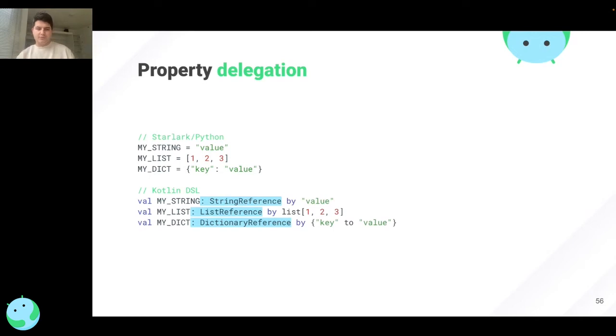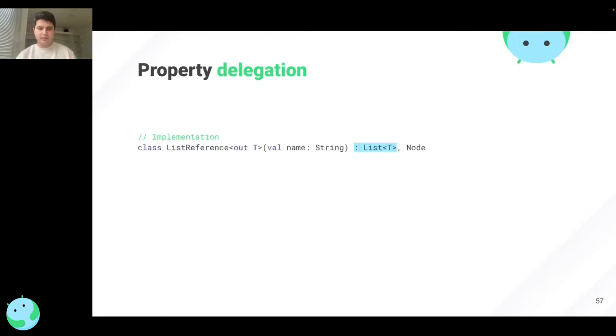What's also important is that the actual type of those variables, like my string, my list, will be represented by other nodes of our tree. As you can see, we have string reference, list reference, dictionary reference. Basically, they all preserve the type of the variable. And we will now see why the type matters.